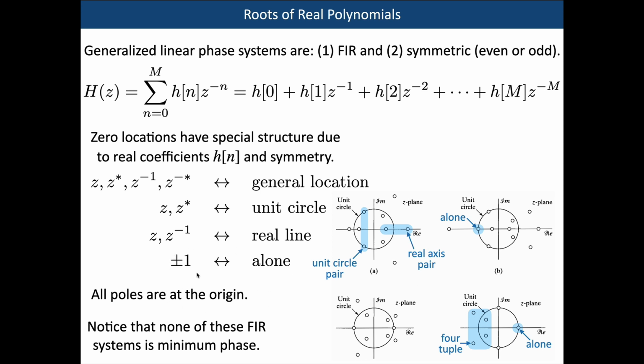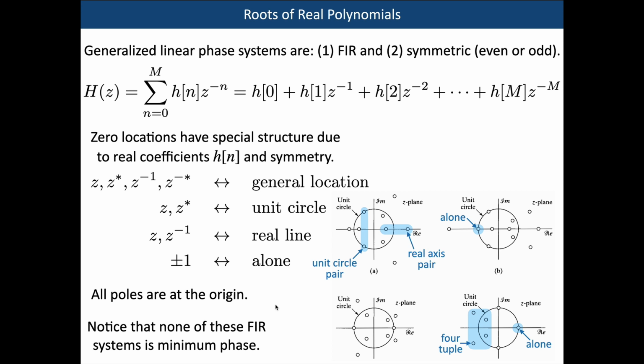Then we can have zeros at plus or minus 1 appearing alone. Where do we see that? Well, here's one. Here's one. Here's one. And then over here we have another one, another example of that. Again, all the poles are at the origin, and these rules will be followed. If you have a symmetric or an anti-symmetric, an even symmetric or an odd symmetric impulse response, whether it's even ordered or odd order, the 0 locations, the roots, will appear in these locations as described here.